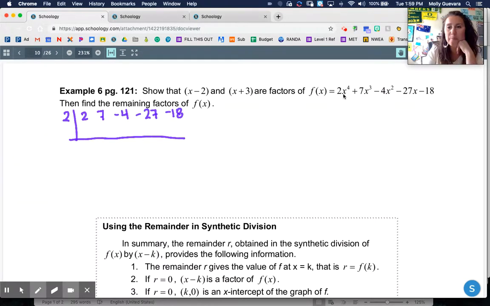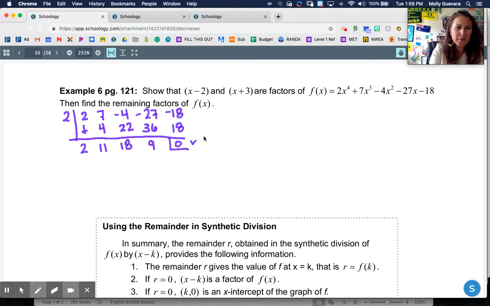Don't forget that if you're missing a term, you have to plug in 0. So the 2 comes down. 2 times 2 is 4. And I add, and I get 11. 2 times 11 is 22. I add, and I get 18. 2 times 18 is 36. And I add, and I get 9. 2 times 9 is 18. And I add, and I get 0. So since my remainder is 0, then x minus 2 is a factor.